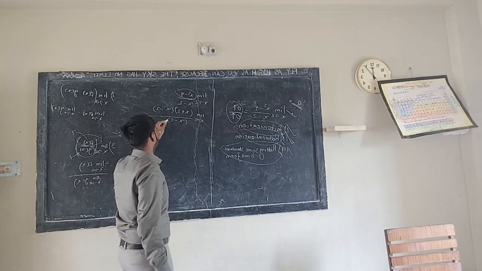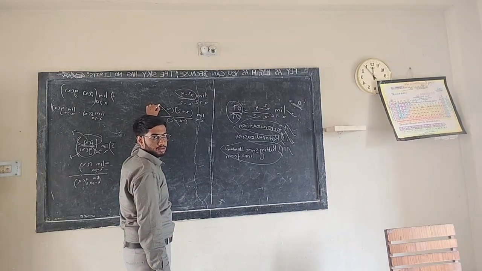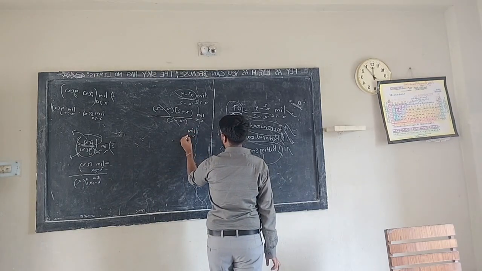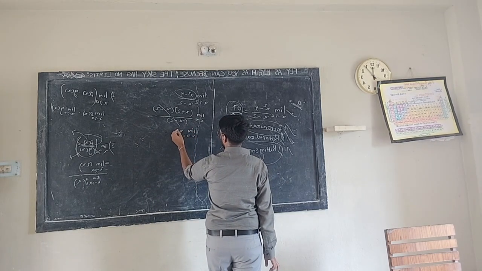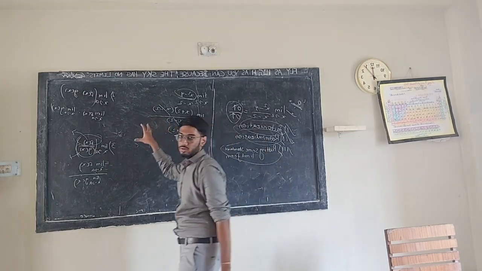So now what can we do? Cancel out x minus 2. Now limit x tending to 2 of x plus 2. So in x plus 2, now is it a 0/0 form?